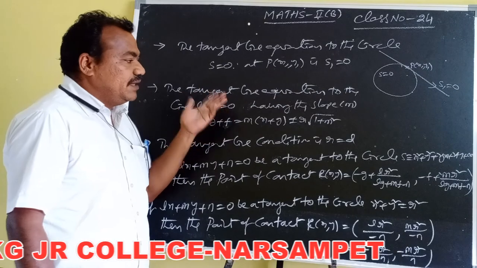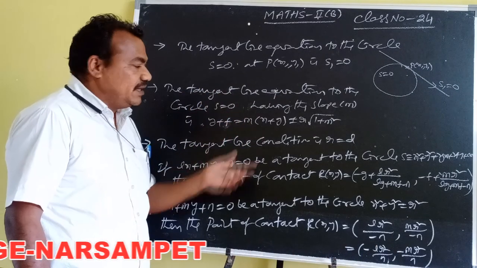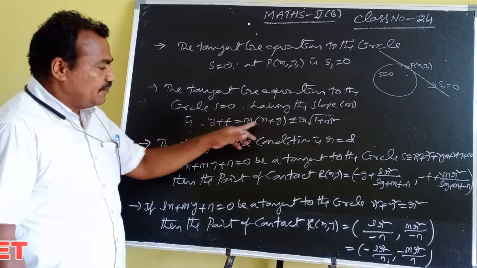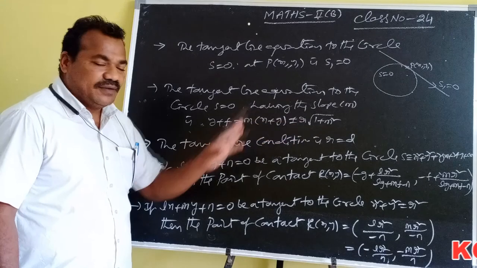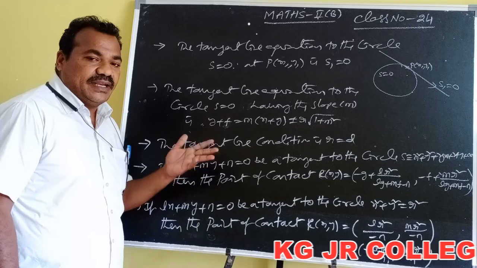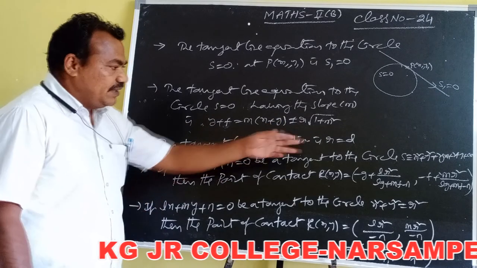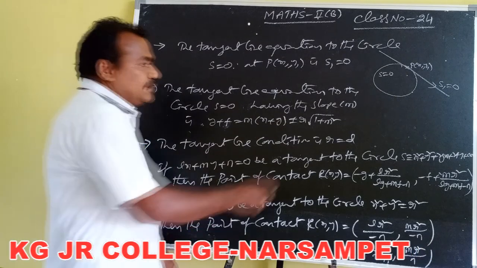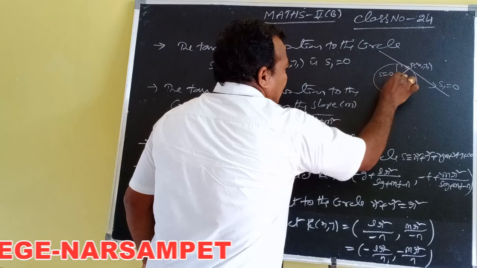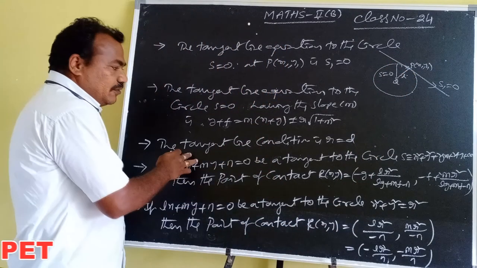And to find out the tangent line equation, whenever we know this g, f and the radius of the circle, and having the slope m, that is y + f = m(x + g) ± r√(1 + m²). And the condition for a line to be a tangent to the circle is r = d, where d is the perpendicular distance from the center of the circle to this line, and r is the radius. If r and d are equal, the line is said to be a tangent.